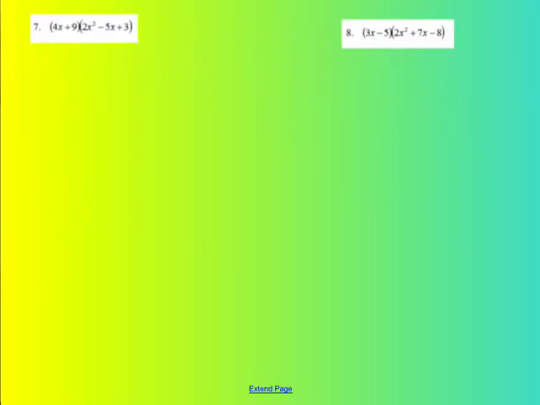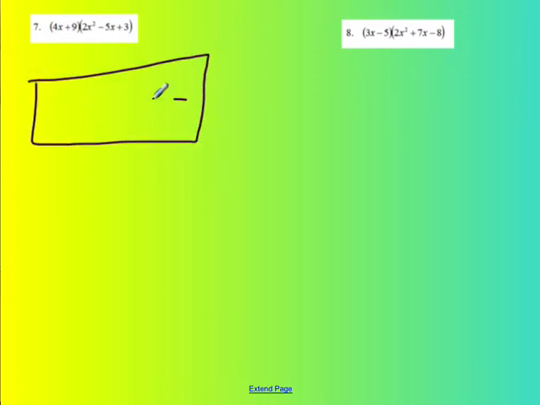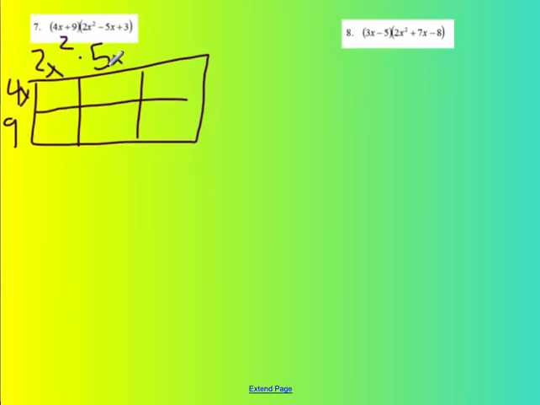So taking a look at number 7, we have 4x plus 9 times 2x squared minus 5x plus 3. So what we're going to do is use the box method, but instead of creating a 2 by 2 box, we're going to make a 2 by 3 box. So I'm going to have 4x plus 9 going down this way, and then 2x squared minus 5x plus 3 going across. So it's going to be the same process. I'm just going to have a larger box.